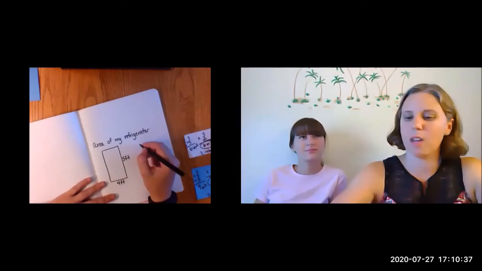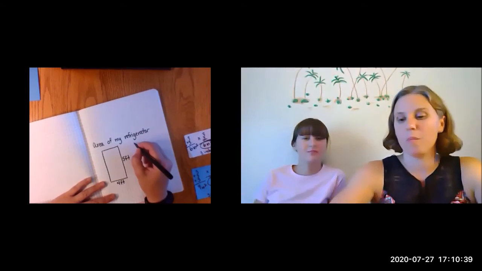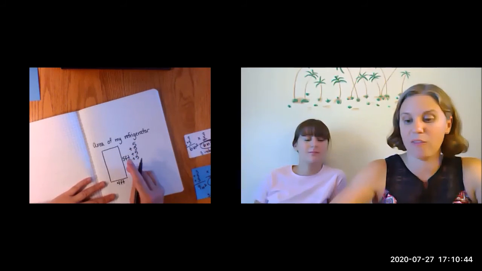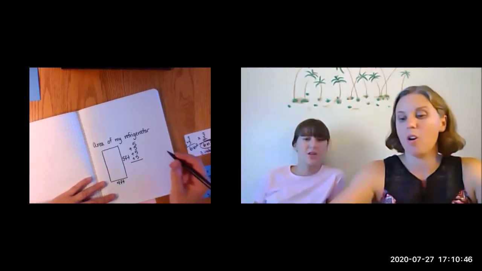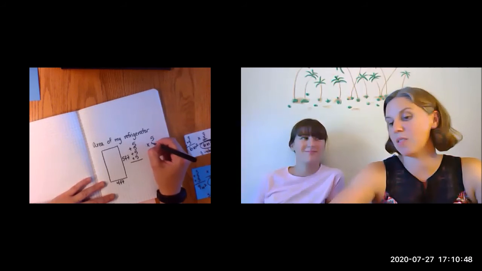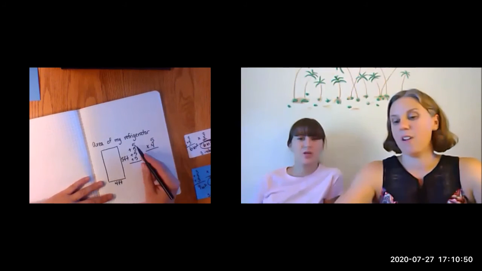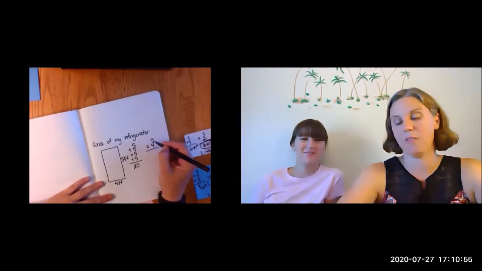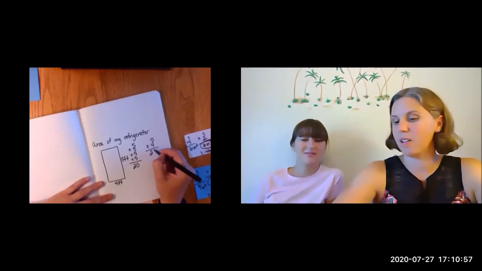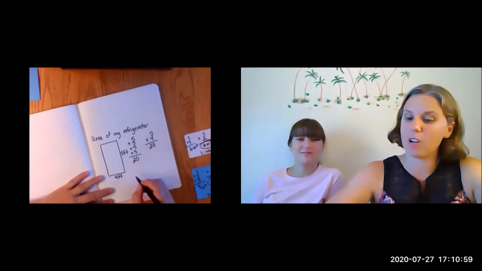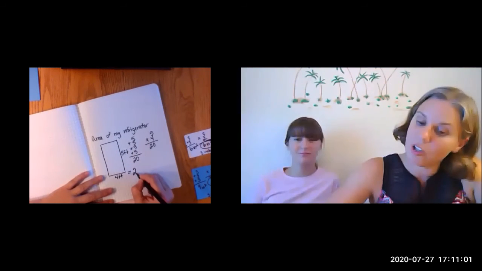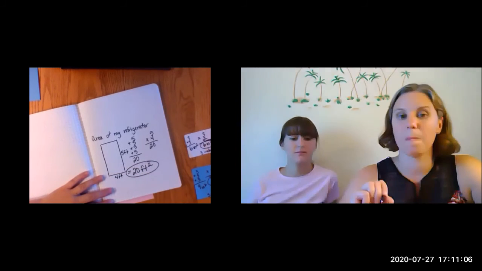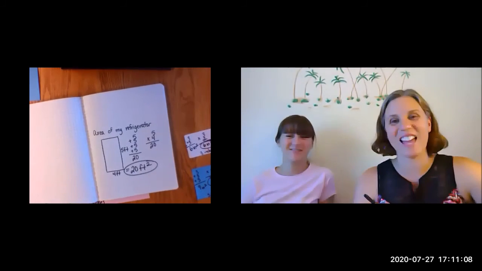And then I'm going to do that math right here. I can do 5 plus 5 plus 5 plus 5, 5 taken 4 times. Or I could do 5 times 4, 5, 10, 15, 20. And 5 times 4 is 20. So the area of my refrigerator equals 20 feet squared. Just like that. So that's how you would record.